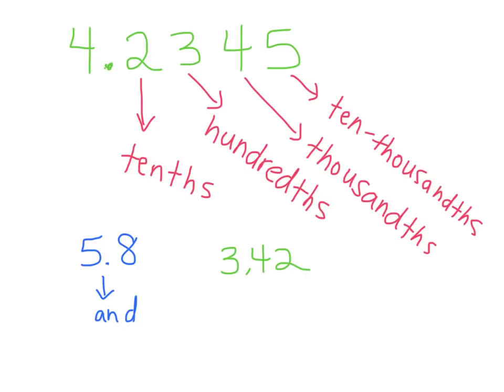Okay, why don't you try reading this one? The correct way to read it is 4 and 735 thousandths. All right, so now if you can read that, you can change a decimal to a fraction.